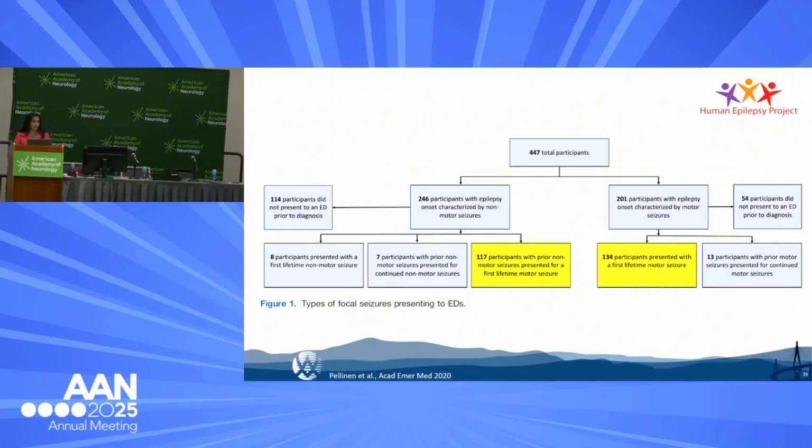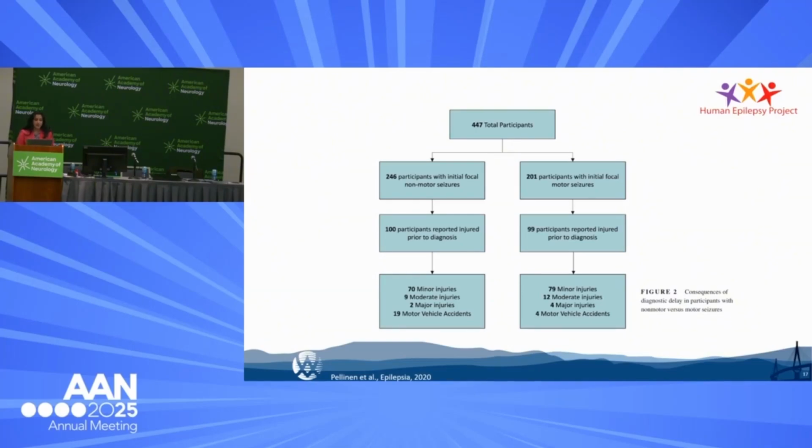On the other hand, there were 246 participants that had non-motor or non-convulsive seizures, and 117 participants had prior non-motor seizures, but only presented to the ED and got diagnosed after their first motor seizure. So they had been previously having seizures and went undiagnosed until they had that motor seizure.